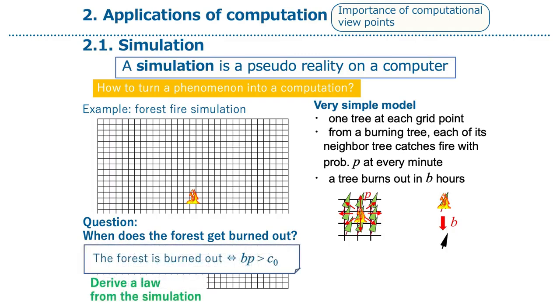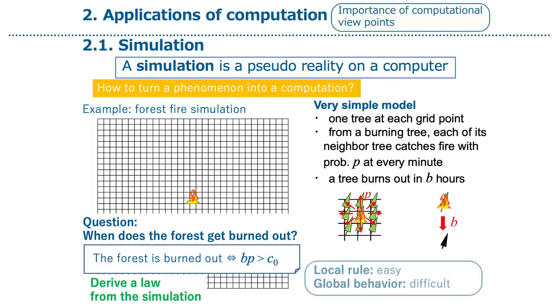In fact, by conducting simulations under this simple model, we can show some threshold constant C0 such that the forest is burned out if and only if B times P is greater than this C0. Of course, this is a random process, so even if B times P is larger than C0, there is some chance, say 1 out of 100 simulations, that the forest does remain partially. But this is a rare case.